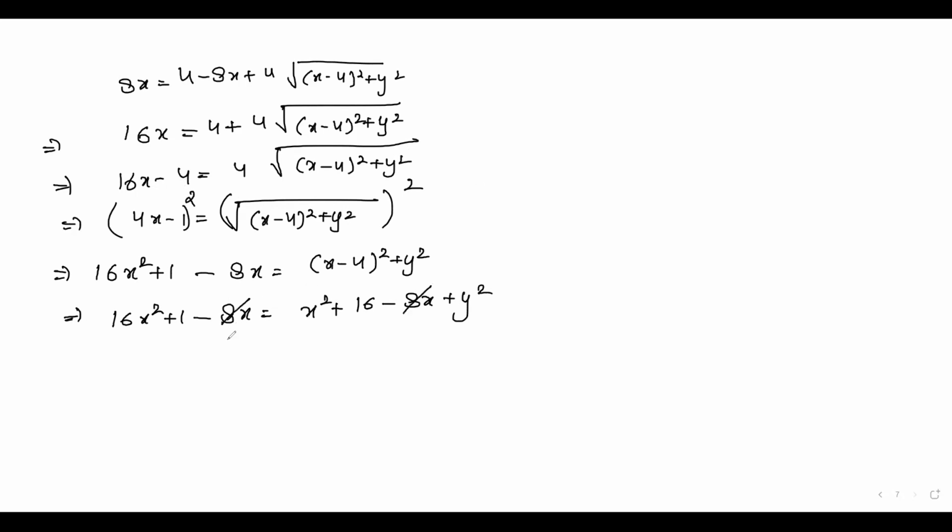Minus 8x cancel out. Shift this, so you will get 15x square. Shift this one, so you get 15 plus y square. Now they're saying that this is a hyperbola. So shift this to here: 15x square minus y square is equal to 15.